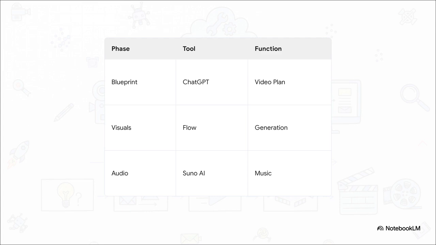First up, you have ChatGPT, which acts as the brain, creating the blueprint and the video plan. Second, a tool called Flow acts as your camera and crew, handling all the visual and motion generation. And finally, Suno AI operates as your composer for the music. This specific stack literally replaces hours and hours of traditional manual production.